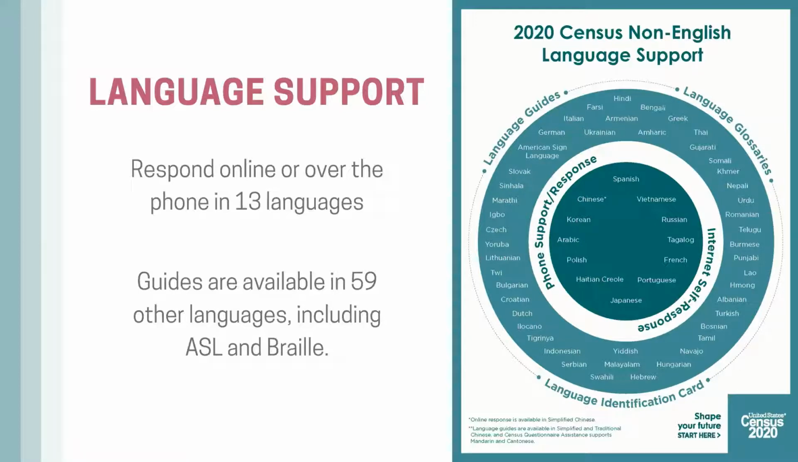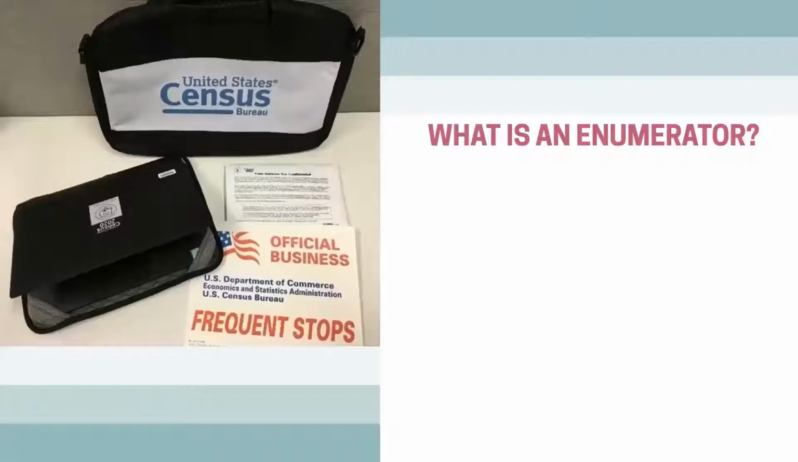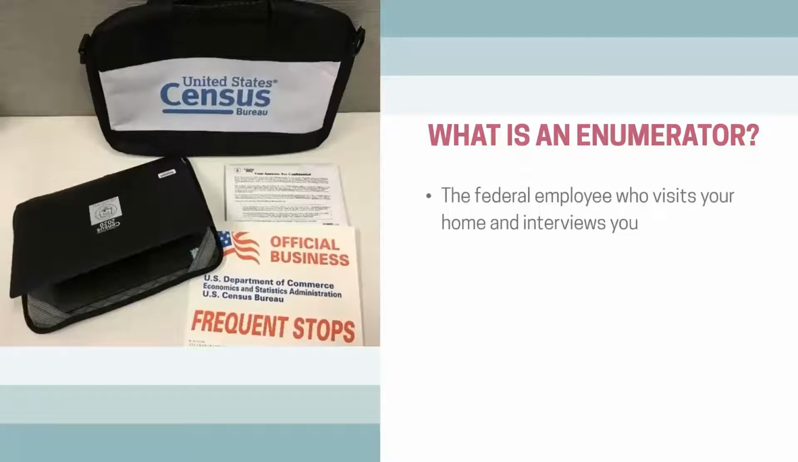If you don't have access to a phone line or to internet connection and a device, then you may not be able to fill out the census on your own, in which case you'd have to wait for the census taker to come to your home. Those people are called enumerators. So an enumerator is the federal employee who visits your home and interviews you. You may know that as a census taker or a door knocker.